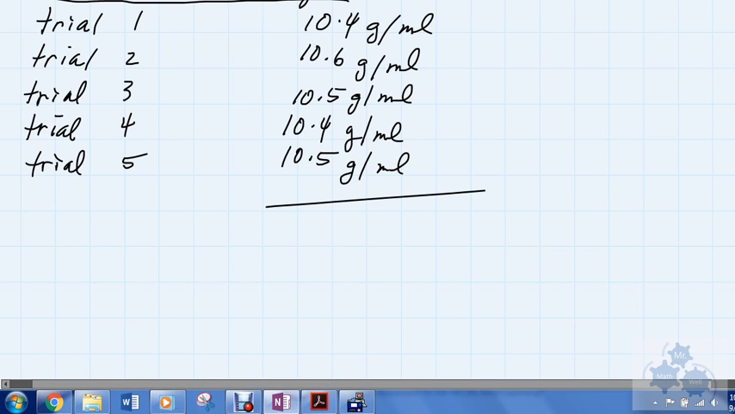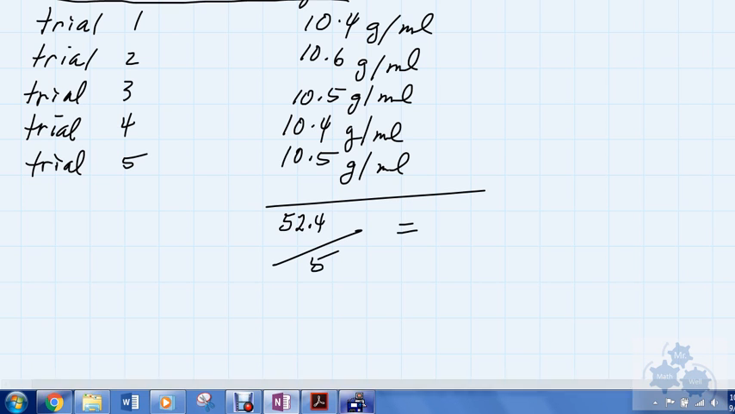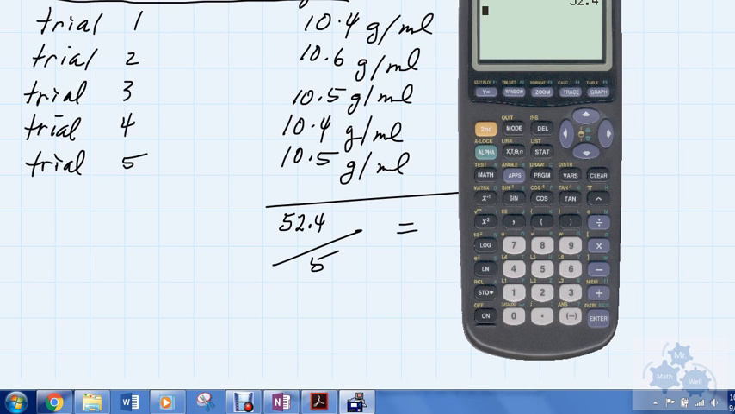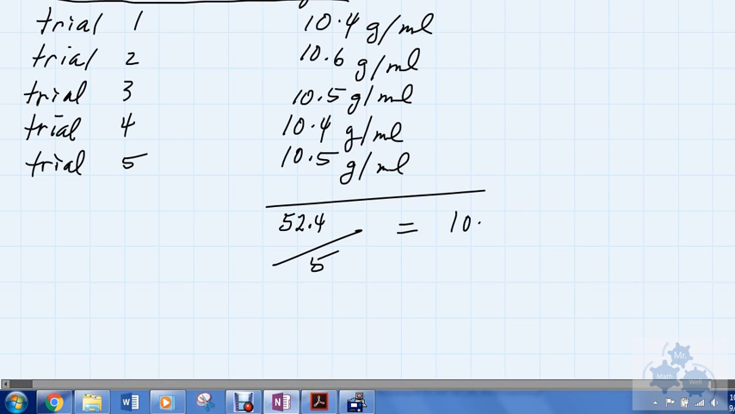So let's add all these up with the calculator. So 52.4 is the sum. How do I find the average? Divide by 5. So you divide by 5, you get 10.48. Very good. Now, how many sig figs should I use? Should I have to round this? I guess you kind of have to, right? Because you did some dividing, you did some adding.